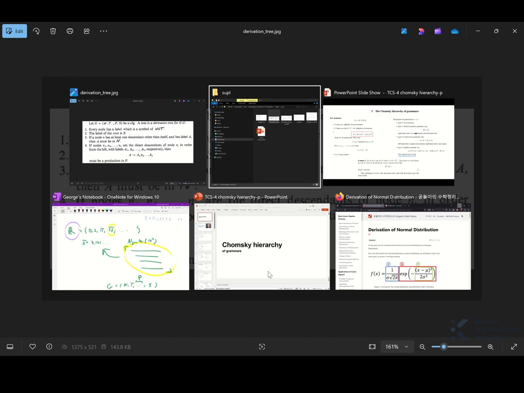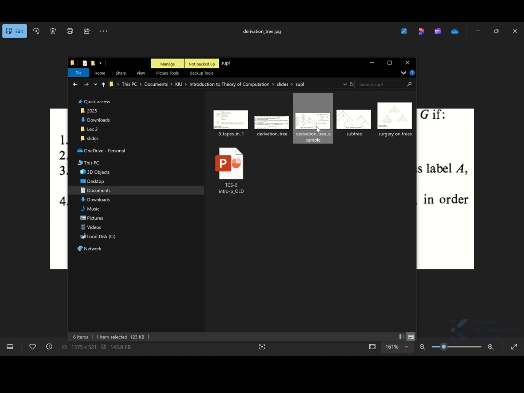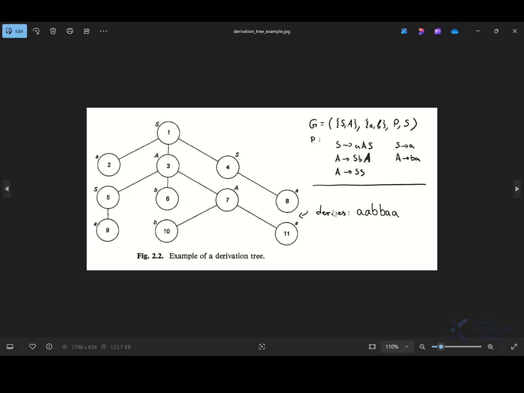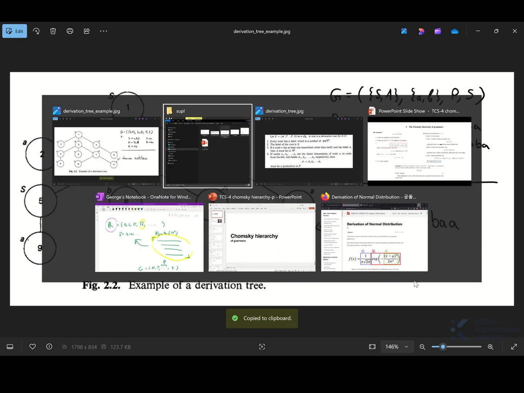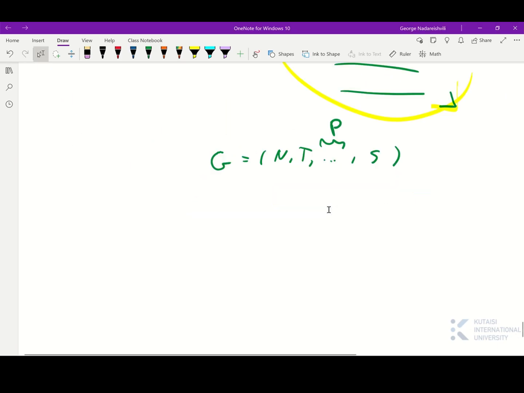Let's look at an example. This is again from Hopcroft and Ullman. Let's say this is our grammar. The grammar has two non-terminals, S and A. It has two terminals, a and b, so it just derives strings consisting of a's and b's, and then production rules and a start symbol. I have five production rules. Let's actually copy this to OneNote and look at it more carefully.